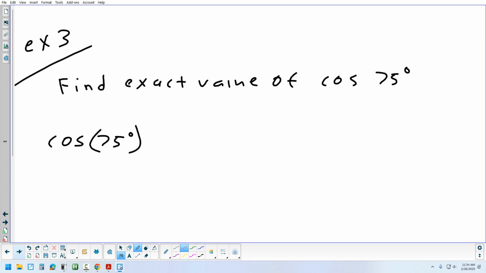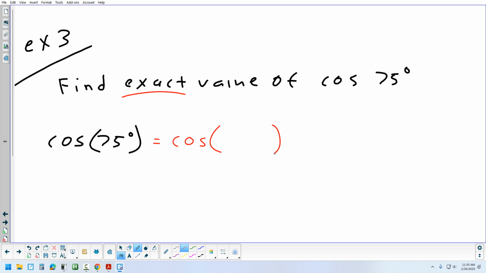Okay, let's try the cosine of 75. Exact answer. So to figure out an angle that's a multiple of 15, the goal is to split it up into 30s and 45s, or multiples, like you could use 30, 60, 90, 120, any of those numbers. And you can do a difference, or you can do a sum. You can do it any way you want. Whatever way comes more natural to you.